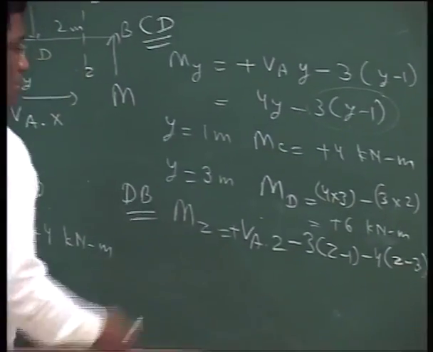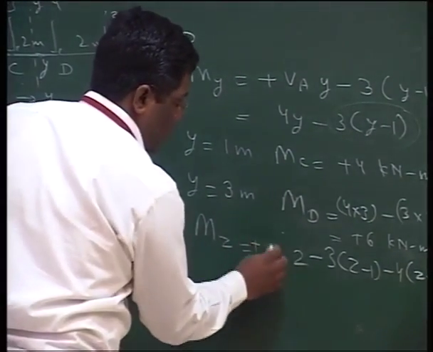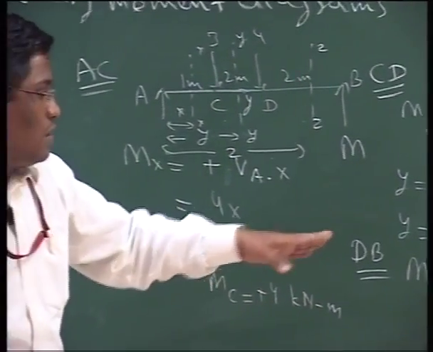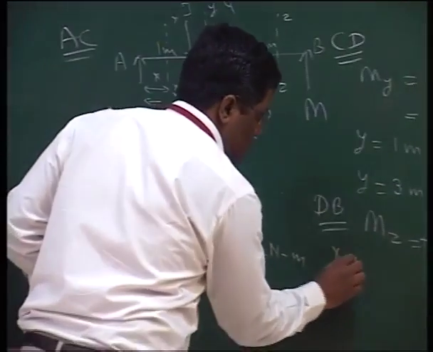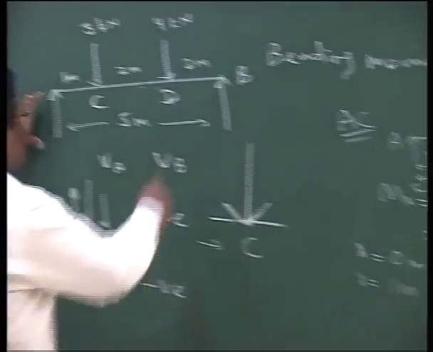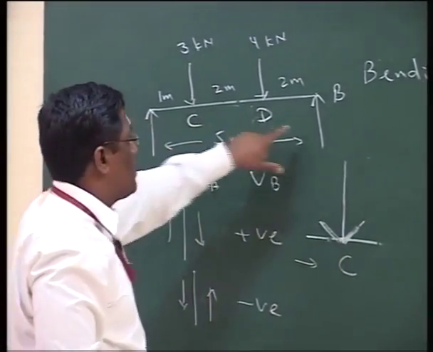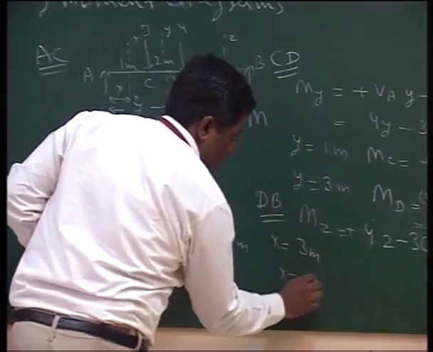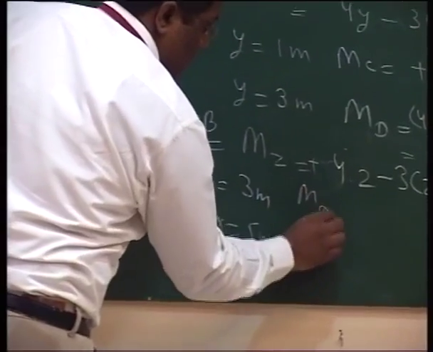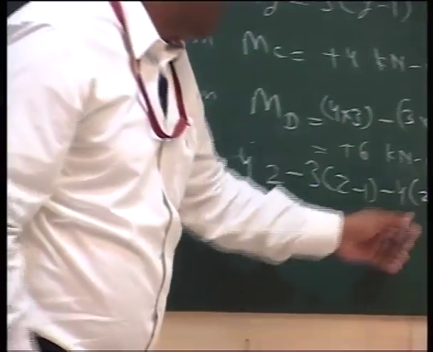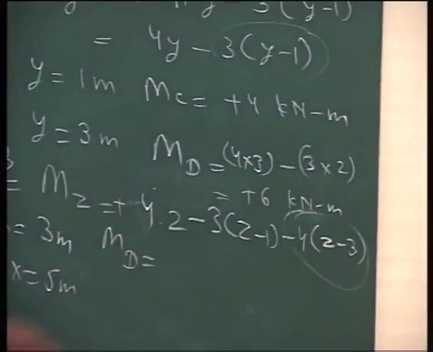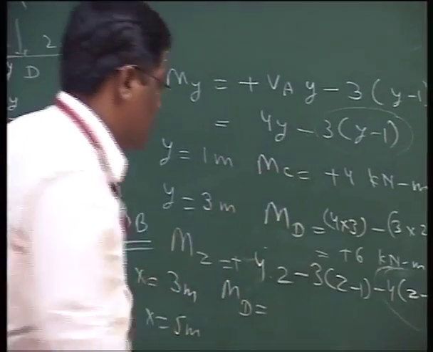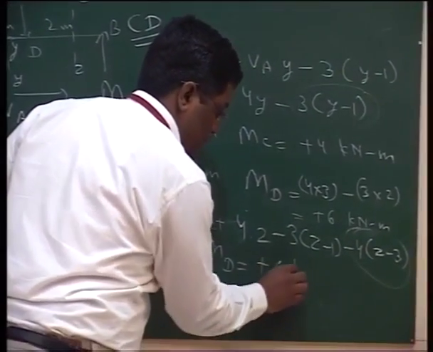No need to solve this. The only thing we can do is put in the value of VA, which is 4. So the equation is 4Z minus 3 into (Z minus 1) minus 4 into (Z minus 3). And the range, quite easily we can see from the original diagram, D point is at 3 meter from A, whereas B point is at 5 meter. That means the ranges are 3 meter and 5 meter. From 3 meter we get MD. If we put 3 here, this particular term will come to 0, and this equation will be the same equation which we wrote earlier, and the values obviously will come the same.